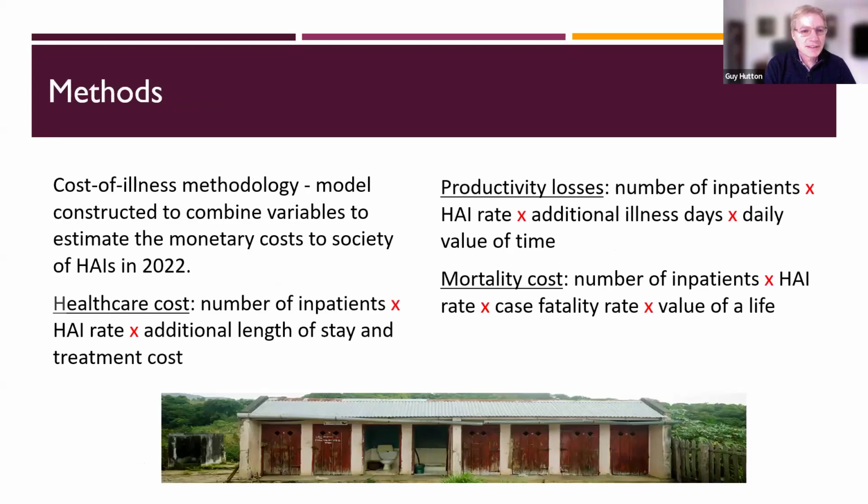So the methods are a cost of illness methodology. A model was constructed with a whole host of variables. Essentially, this is the simplified version of the methodology. The healthcare cost is the number of inpatients times the HAI rate, times the additional length of stay and treatment cost for patients. Productivity loss is number of inpatients times HAI rate times additional illness days times daily value of time. And mortality cost is using the case fatality rate and the value of a life, which has been extrapolated to each country based on their economic level.